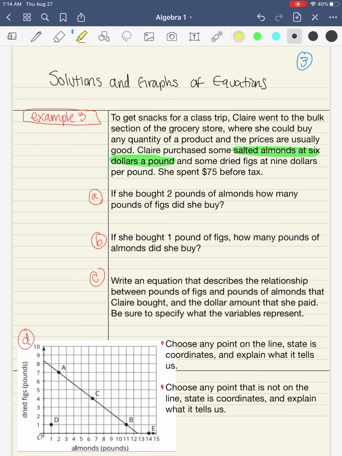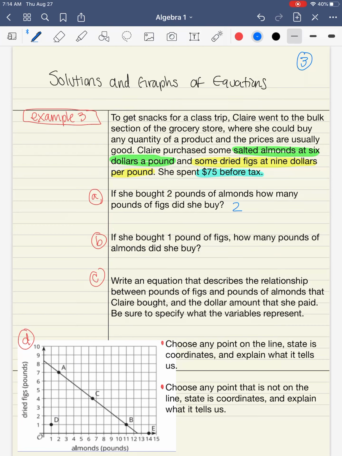and some dried figs at $9 per pound. She spent $75 before tax. So take a moment to pause the video and copy this problem down and annotate and highlight some important information. Part A says, if she bought 2 pounds of almonds, how many figs did she buy?